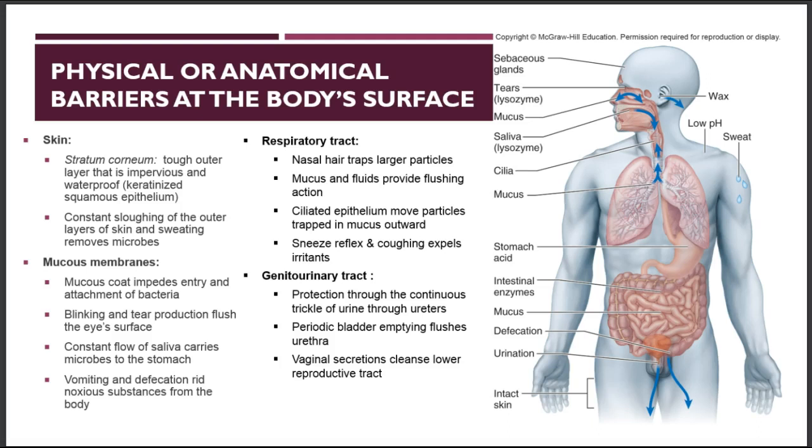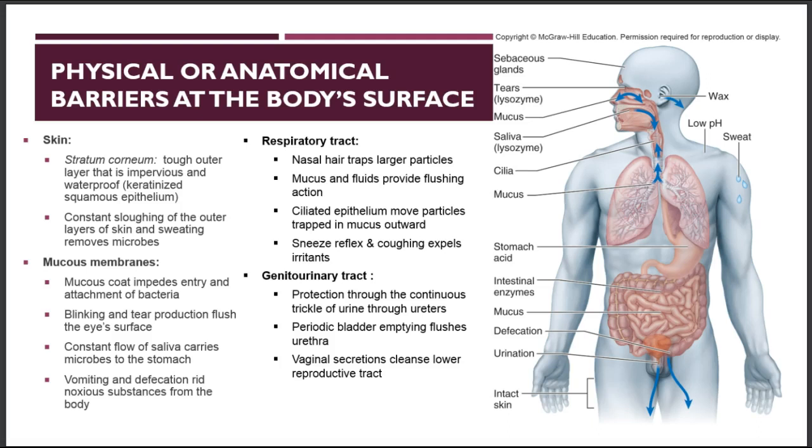Within the respiratory tract, we have some special structures. We have cilia and hairs within the nasal passages. The cilia in the trachea help to move mucus out of the lungs and then into the throat, where it can be coughed up or swallowed.